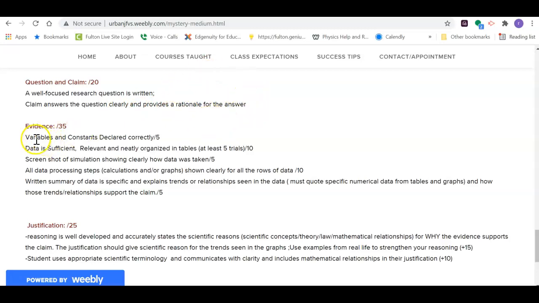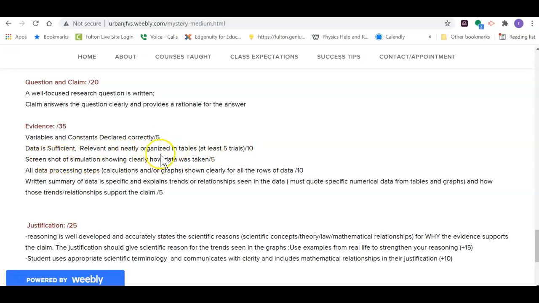Then under evidence, you have 35 points, variables and constants. What is your independent variable? What is your dependent variable? What did you maintain the same? You have to declare all three. You record the data, at least 5 trials, organize it into your data table, and put the appropriate units.